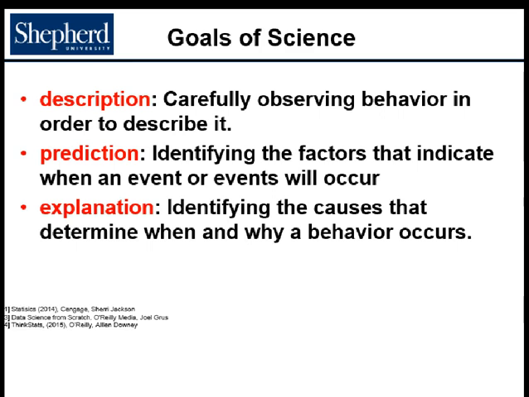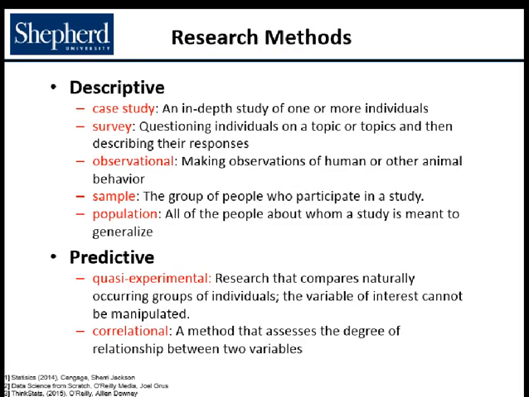Descriptive methods include observational, case study, and survey methods. And predictive methods include correlational and quasi-experimental methods. When we question individuals on a topic and then describe their responses, we're using the survey method. And when we conduct an in-depth study of one or more individuals, we're using the case study method.